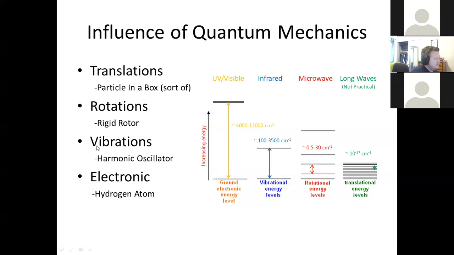And for each one of these, there's a basic model. So for translations, it's particle in a box. For rotations, it's the rigid rotor. For vibrations, it's called the harmonic oscillator. And for electronic transitions, or electronic potential energy, that's the hydrogen atom. You're going to solve the Schrödinger equation in PChem, specifically your quantum section, for all of these systems in class at some point. And each one is going to give you different energies. And so what you get out is, well, first of all, quantum means that there's only certain energy levels accessible.